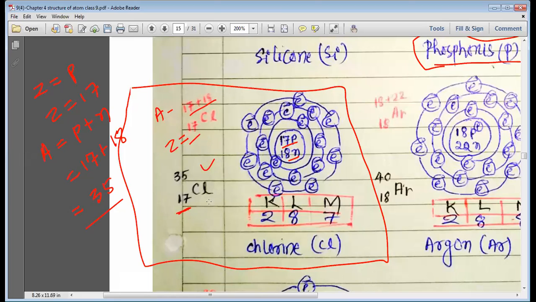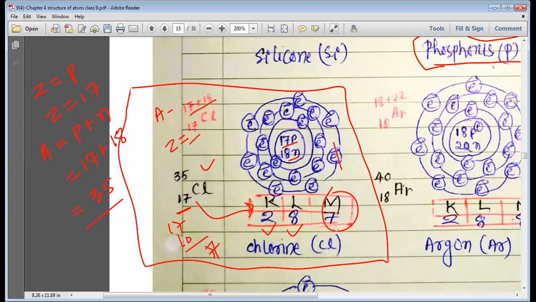You can see that the atomic number is 17, and that is why in K shell it has got 2 electron, in L shell it has got 8 electron. So 2 plus 8, 10. So 17 minus 10 is equal to 7. So its M shell will have 7 electrons. And let us count the number of electrons present in the M shell. 1, 2, 3, 4, 5, 6 and 7. And this is how, my dear students, we can easily understand the structure of our chlorine atom.